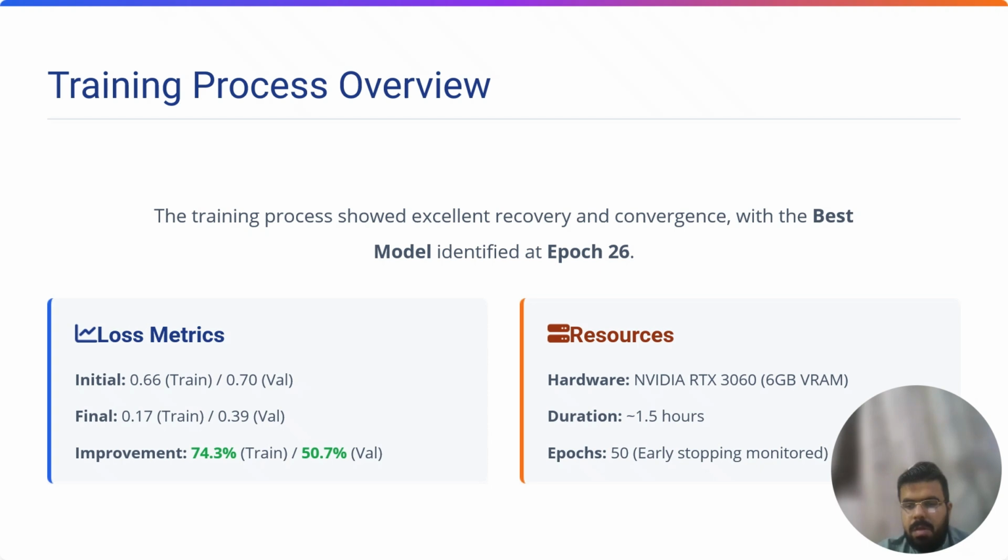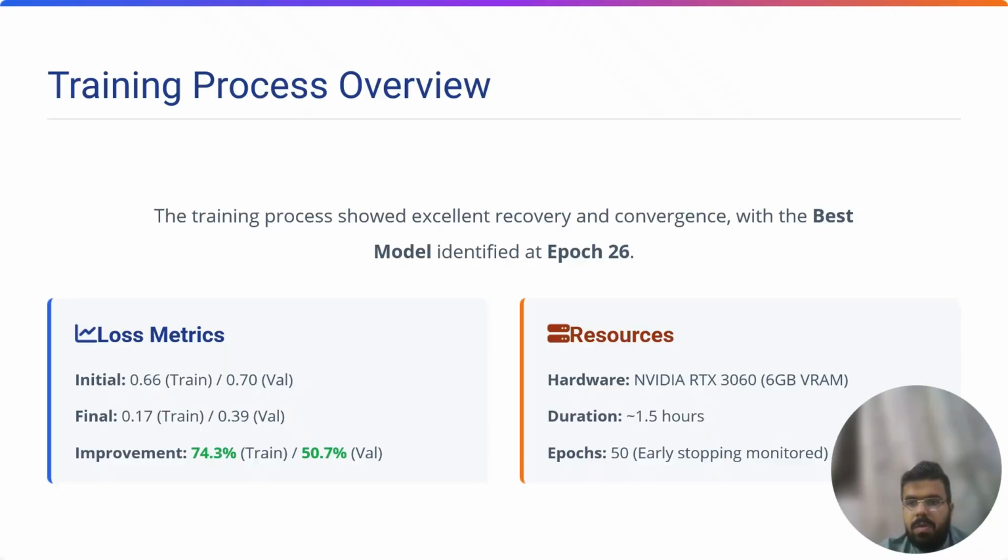This was the final, not the best. The best model had a validation loss of around 0.3534, something like that, which will come in the next slide.